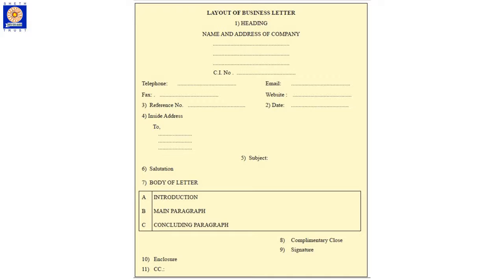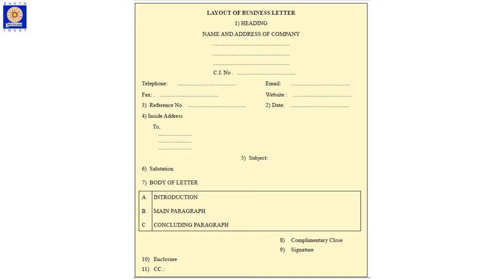Then body of the letter. Now this is very important part: introduction, main paragraph, and concluding paragraph. Here the secretary introduces that he is being directed by the director. That means he is not writing on his will or on his desire. Whatever content he is writing for the reader, he is being commanded or directed by the superiors above him. That is the board of directors.